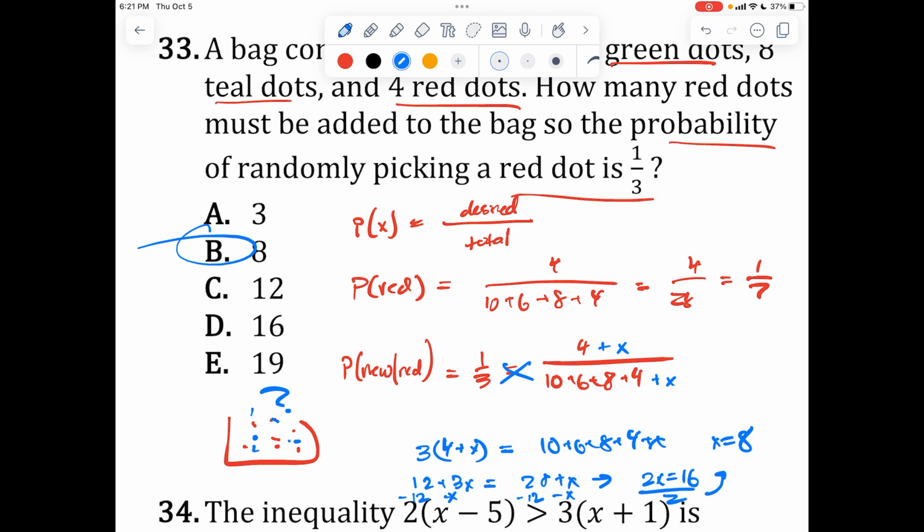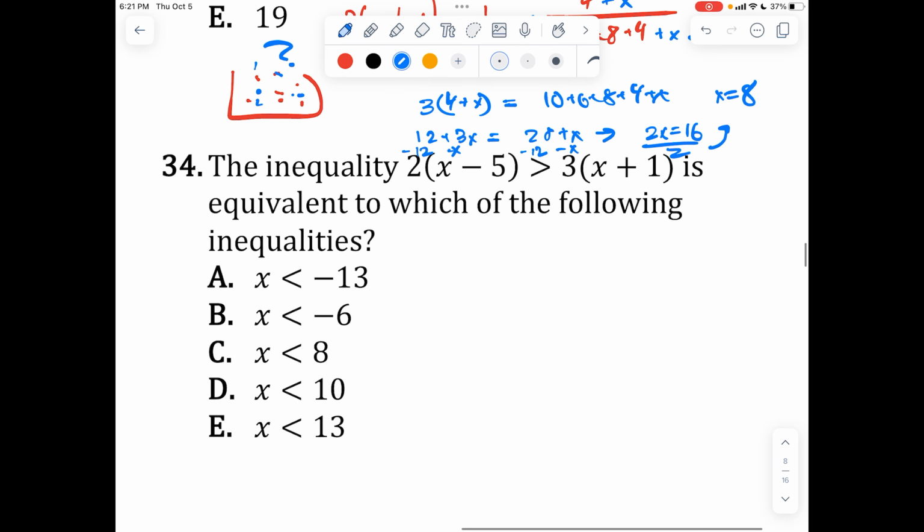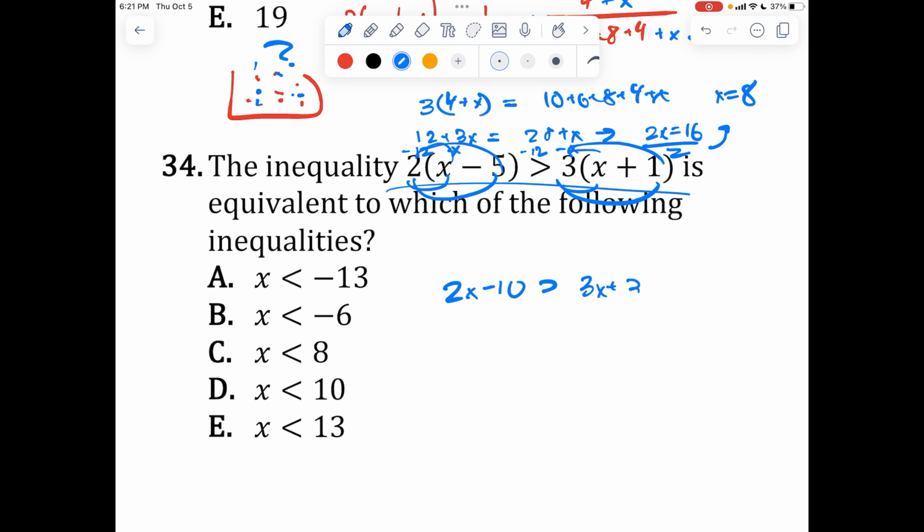You can just check it. So it's going to give you 12 over 36. That's 1 over 3. Next: this inequality is equivalent to which of the following inequalities? It's just asking you to solve it. So let's do some distribution. So 2x minus 10 is greater than 3x plus 3. Add 10 on both sides. Subtract 3x on both sides. Negative x is greater than 13. Divide by negative 1 just to get the negative to go away. X is less than negative 13.